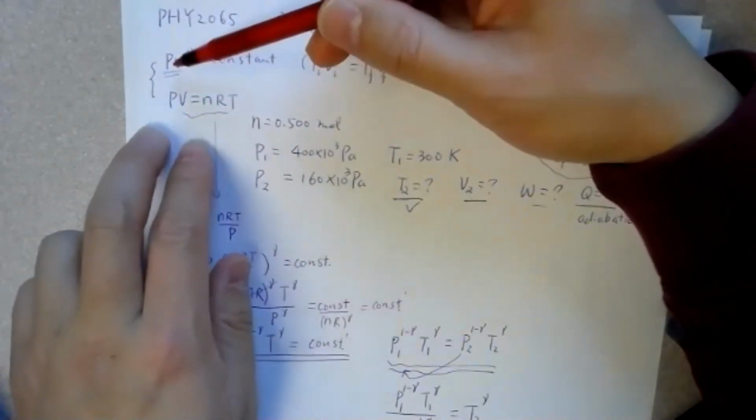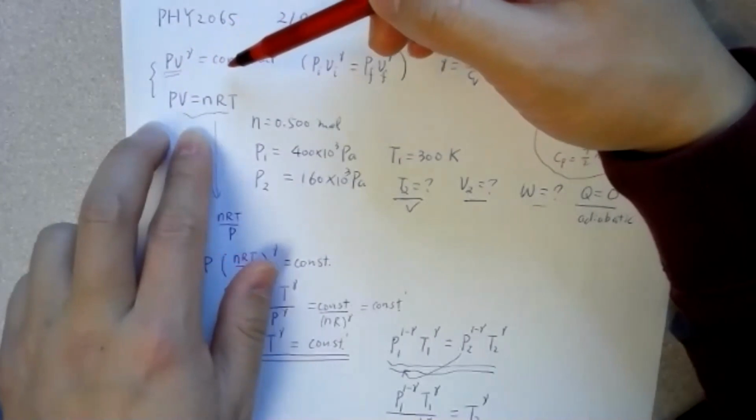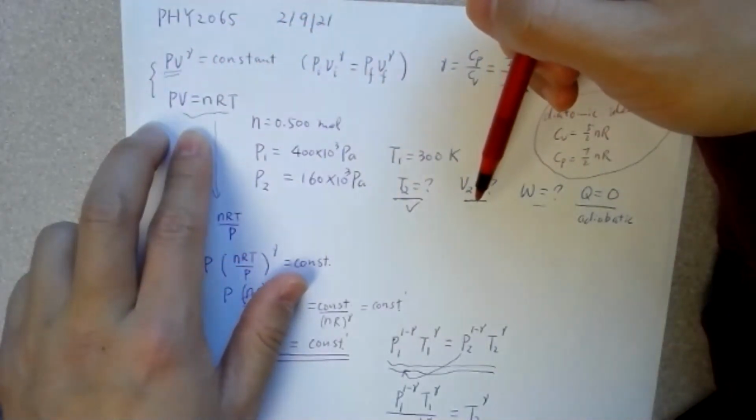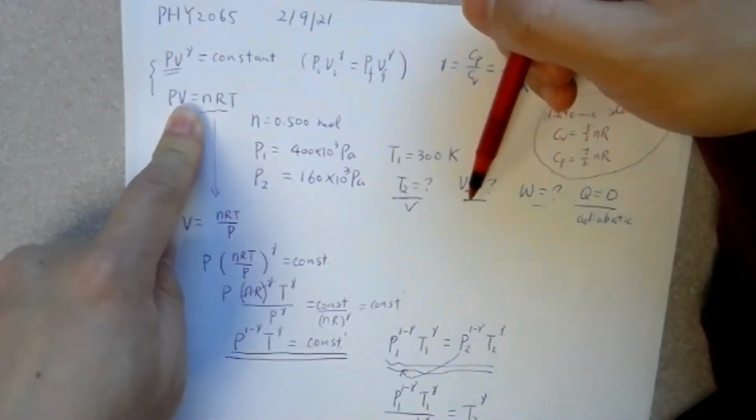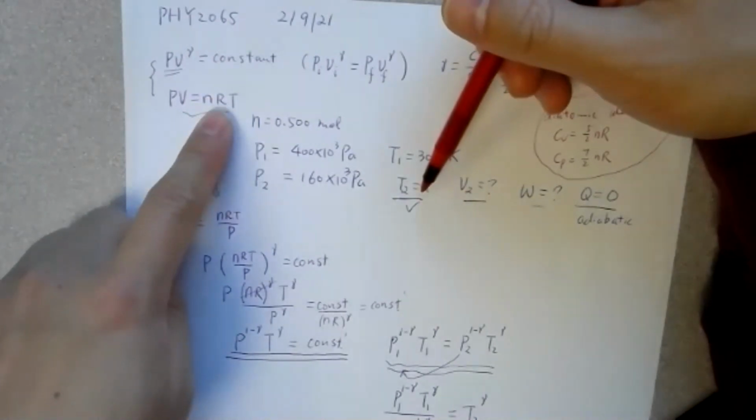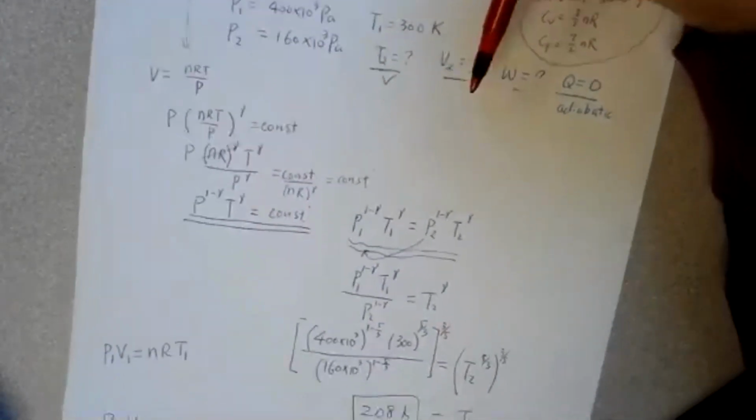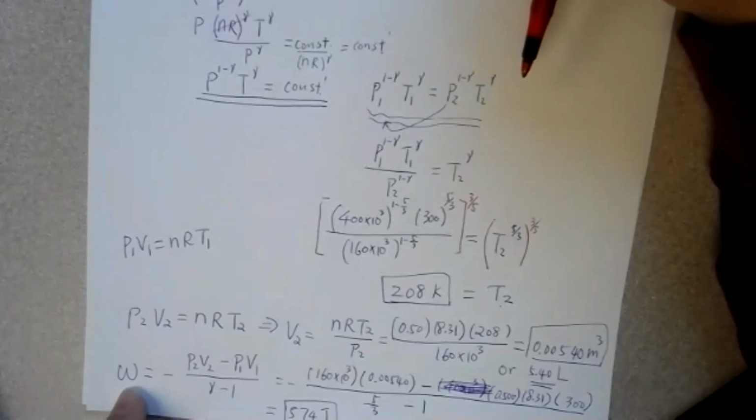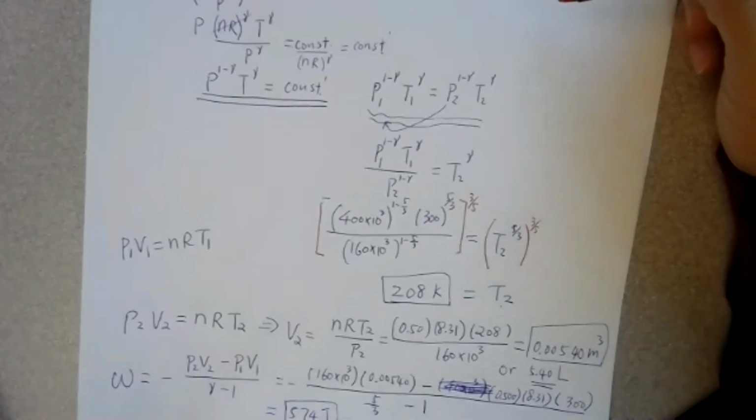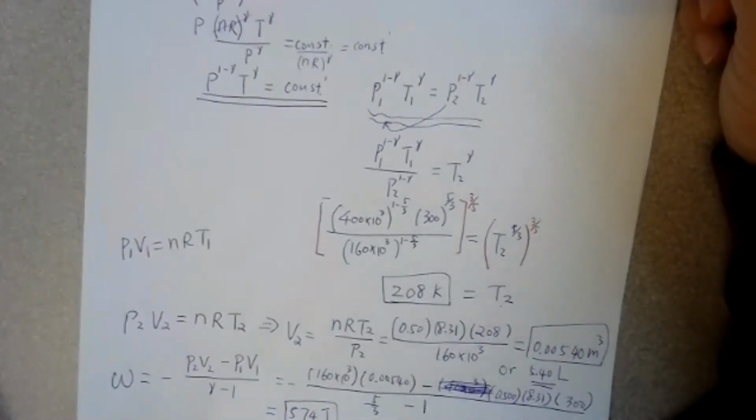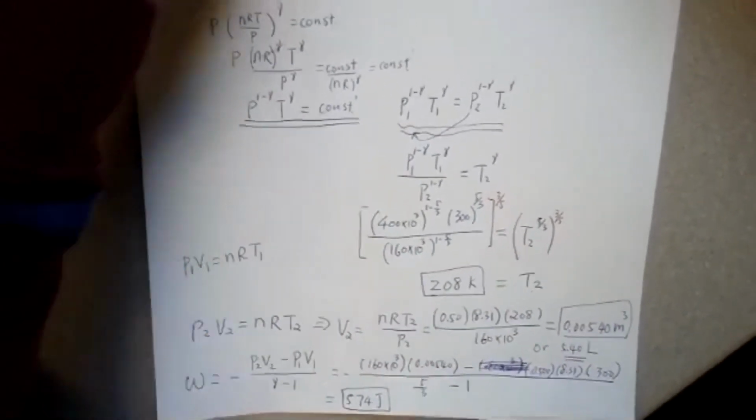Then you can start with P1 V1 to the gamma equals P2 V2 to the gamma, and solve for V2 from there. Once you have V2, return to the ideal gas law for the final state, P2 V2 equal to nRT2, and you can solve for T2 there. So that might be another way of doing this. And then you can calculate the work done using the equation that we derived last time. So either way, there are often different ways of solving a physics problem, okay?